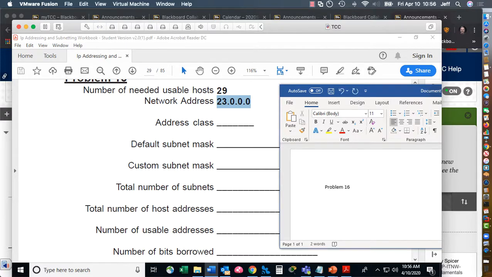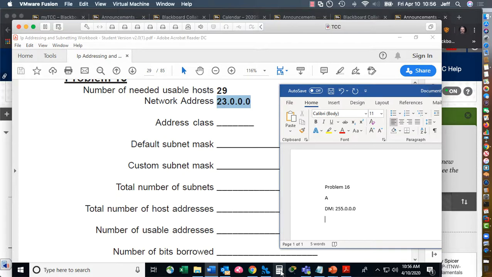All right, the class is class A. The default mask is 255.0.0.0. Now, I need to find out how many bits I need to borrow to create networks. But first, because I don't know how many networks we want to create, we need to know how many bits I need for hosts. So we need to find the number of bits for a host, right?